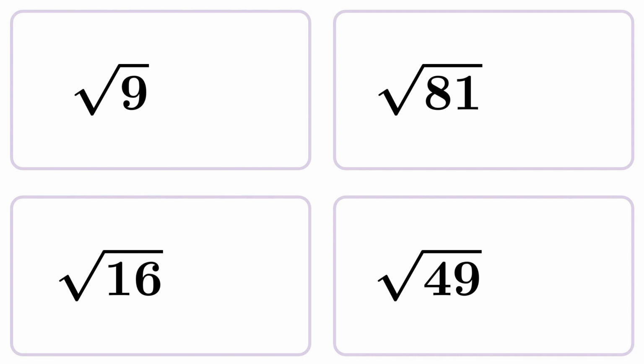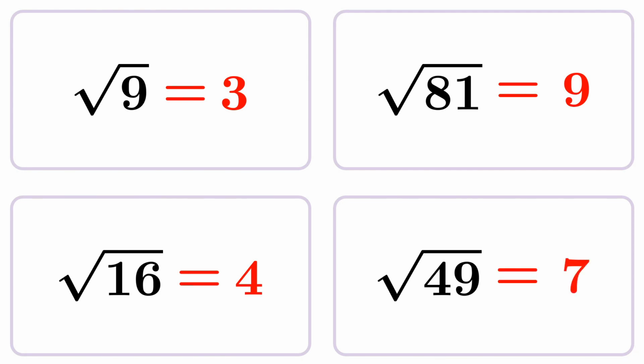Ang square root ng 9 ay 3 kasi 3 squared is equal to 9. Ang square root naman ng 81 ay 9 kasi pag in-square natin yung 9, lalabas yung 81. Ang square root naman ng 16 ay 4 since 4 squared equals 16. At ang square root ng 49 ay 7 kasi 7 squared is equal to 49.